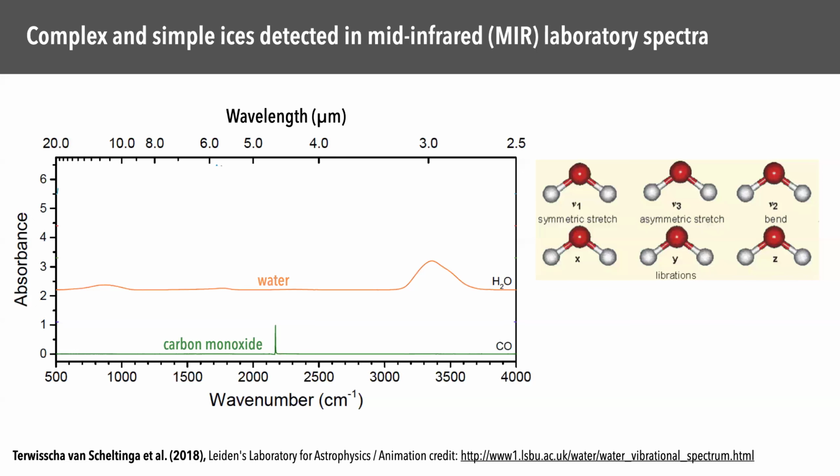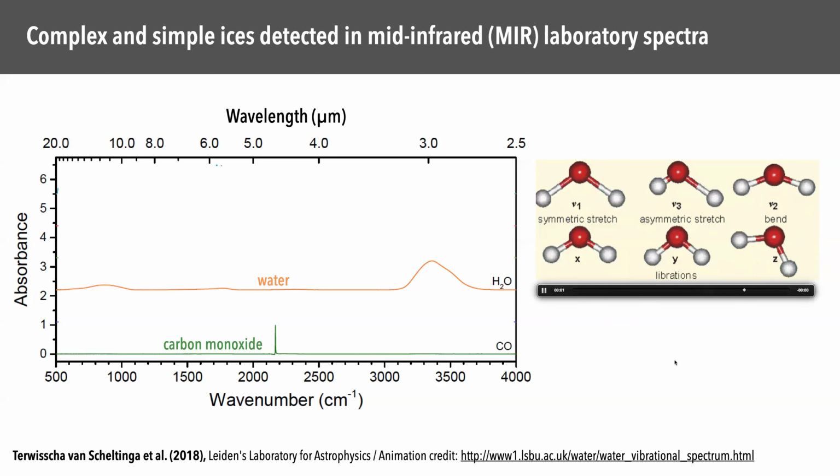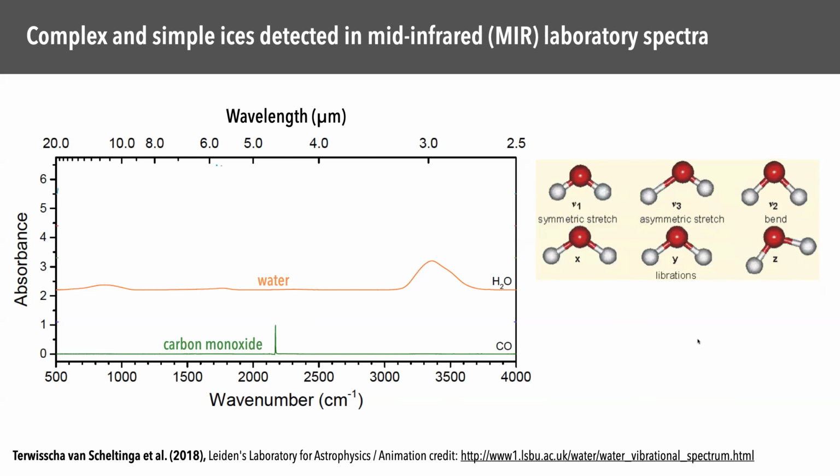How we do this is we look in the infrared. So this is an example of a spectrum for water in the infrared between 2.5 microns and 20 microns. So water has different ways of moving. This is an example of 6 different ways that the water can move. It can stretch, it can rotate, it can bend back and forth.